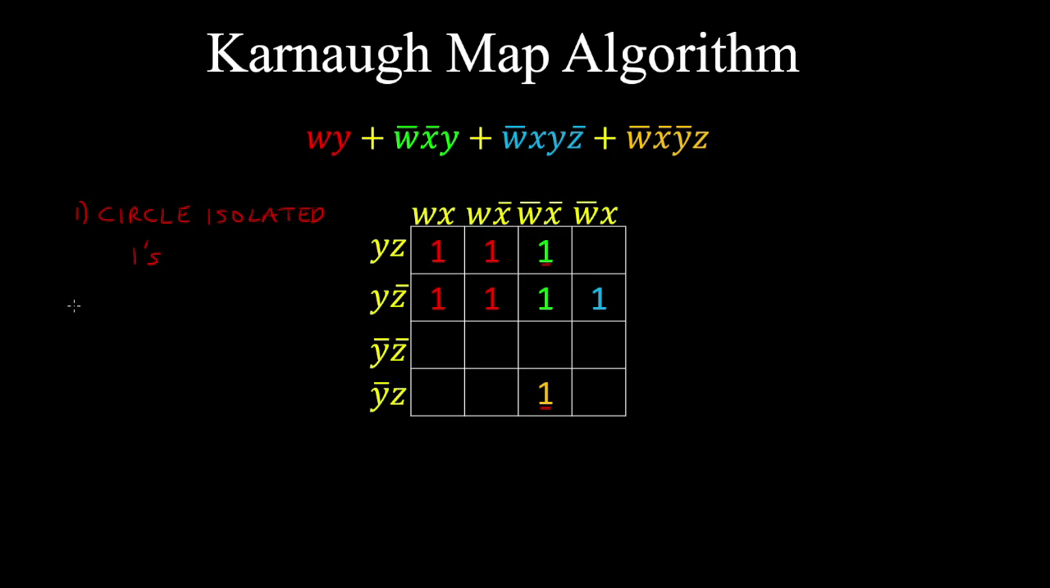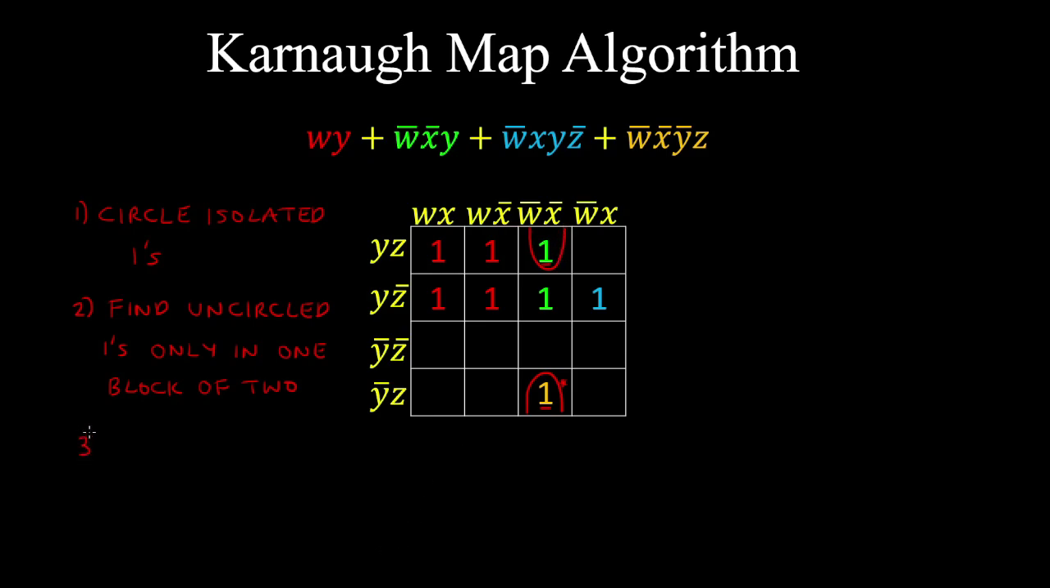So in the next step, we find all the uncircled ones that are only in one block of two. So here we find this one over here that we have not yet circled, and that's only adjacent to this one over here. So these are in a block of two, and we'll circle them.